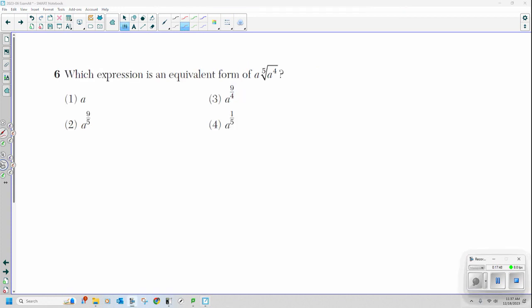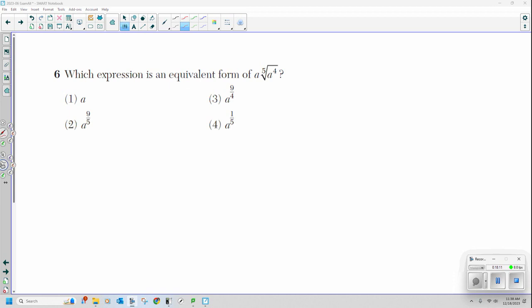Number 6. And I've got to stop saying that these questions are easy, because I understand that if you don't get the material, they're very difficult for you. But if you put the time in and you get the material, they will all be easy. Well, most of them will be. Which expression is an equivalent form of a times the 5th root of a to the 4th?